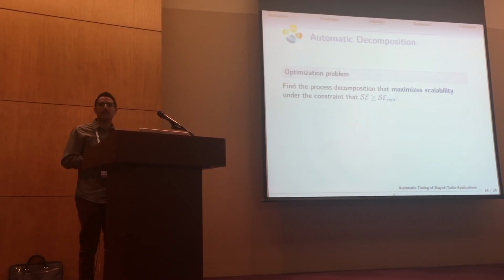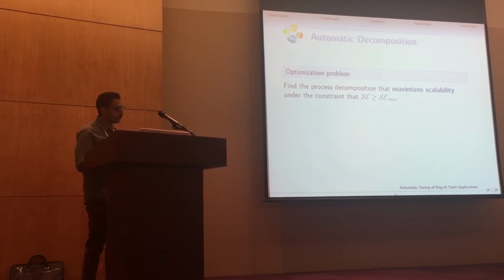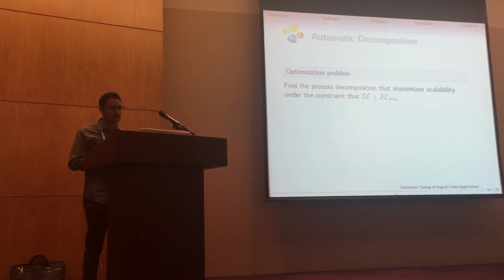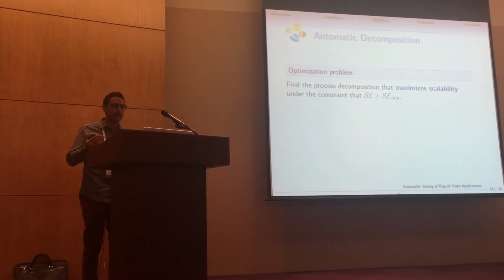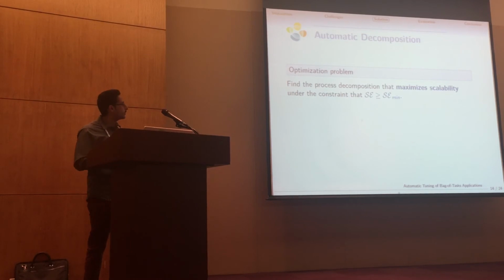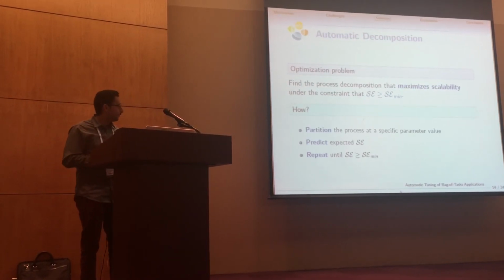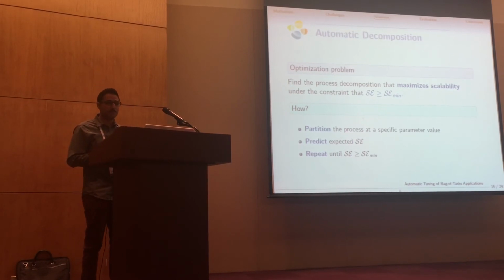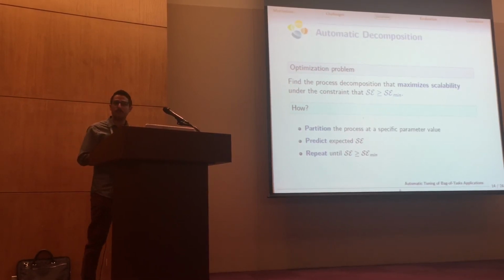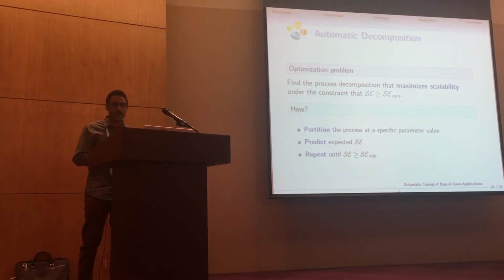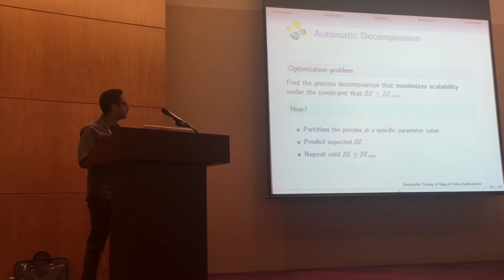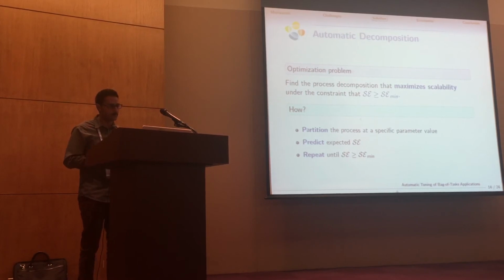Now, to automatically decompose the problem, we find the process decomposition by solving an optimization problem. We want to maximize scalability while maintaining a certain speed-up efficiency threshold. First, we partition the process at a specific parameter value. We predict this expected speed-up efficiency using the process that we just explained. And then we repeat until the speed-up efficiency threshold is met.